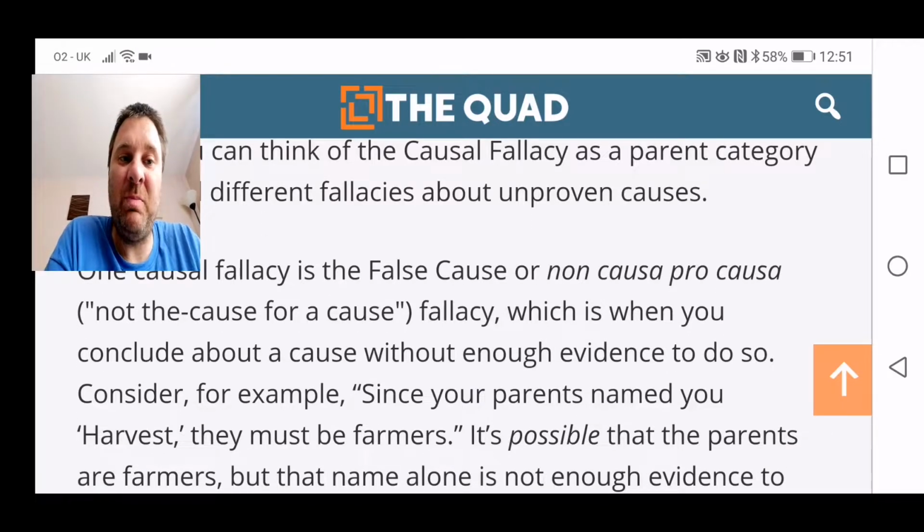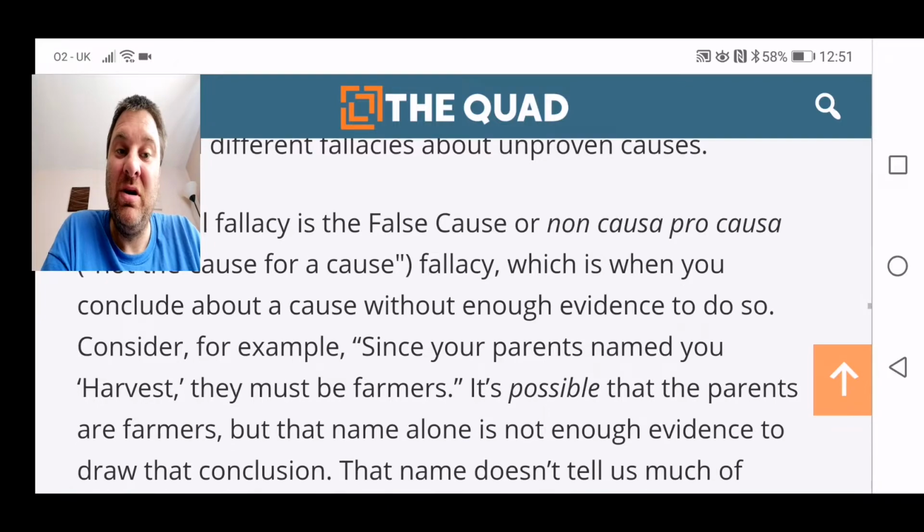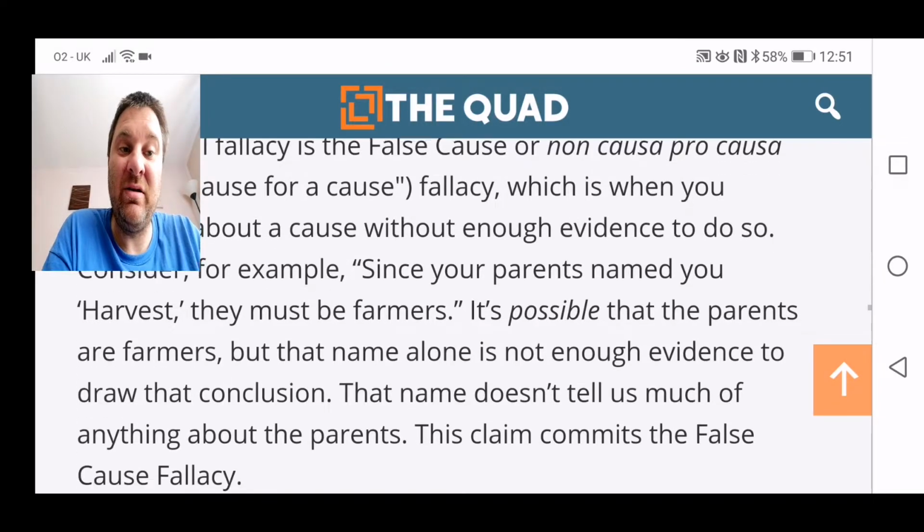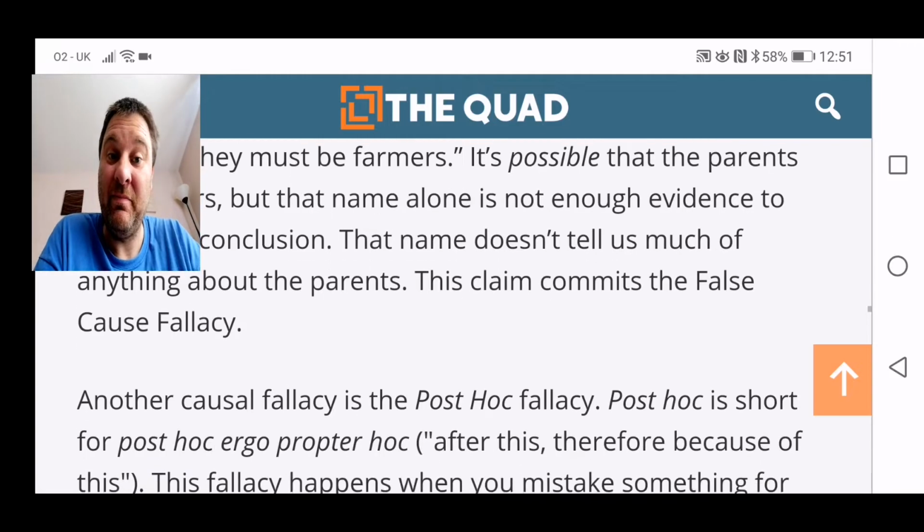Consider, for example, since your parents named you Harvest, they must be farmers. It's possible that the parents are farmers, but that name alone is not enough evidence to draw that conclusion. The name doesn't tell us much of anything about the parents. This claim commits the false cause fallacy.